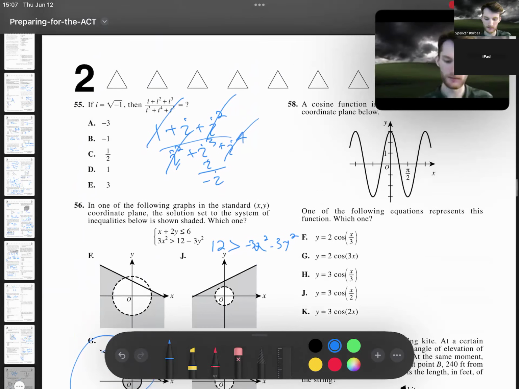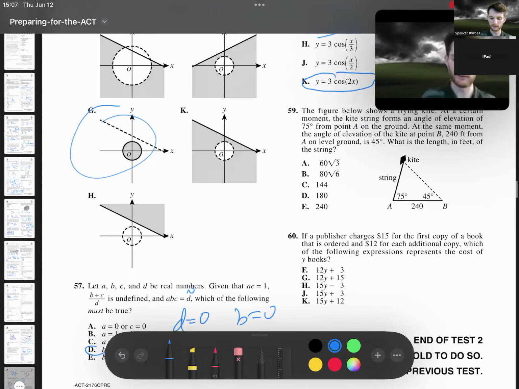Well, this has an amplitude of 3, so it is not these. Cosine intercepts at pi halves. The frequency is larger, which means it is this one. Okay. I have 5 minutes left.